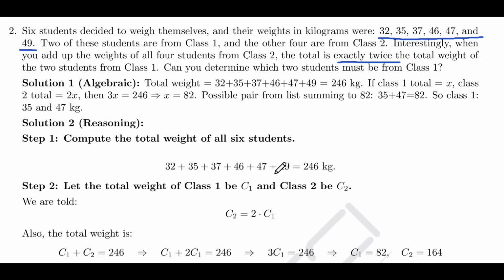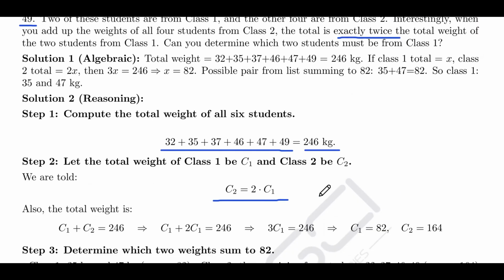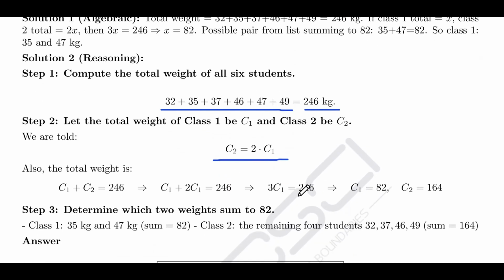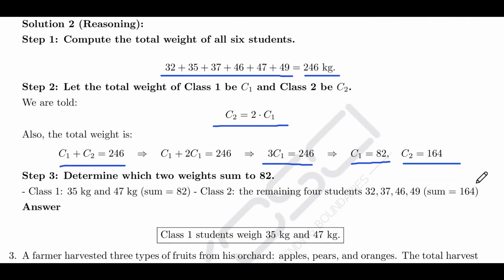First, let's sum up all 6 weights. If you add 32, 35, 37, 46, 47, and 49, you get a grand total of 246 kilograms. Now, think in shares again. If the weight of Class 1 is 1 share, and Class 2 is double that, then Class 2 is 2 shares. Together, the whole group represents 3 shares. Dividing the grand total of 246 by 3 gives us 82. This tells us that the single share, the total weight of Class 1, must be exactly 82 kilograms.